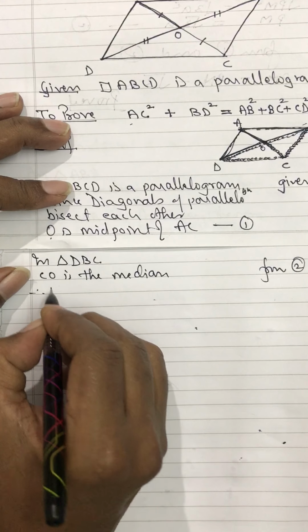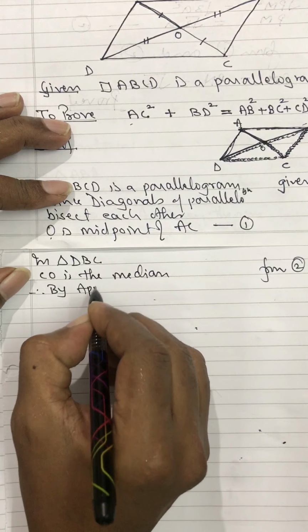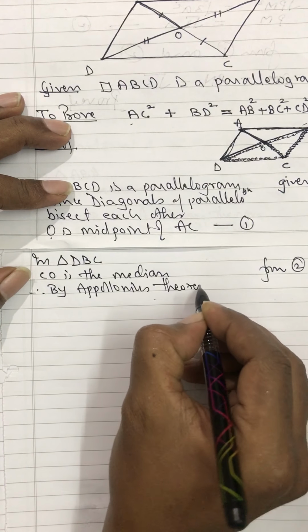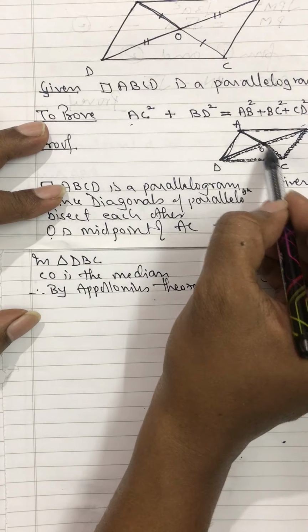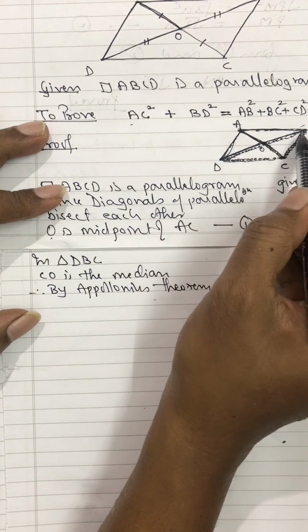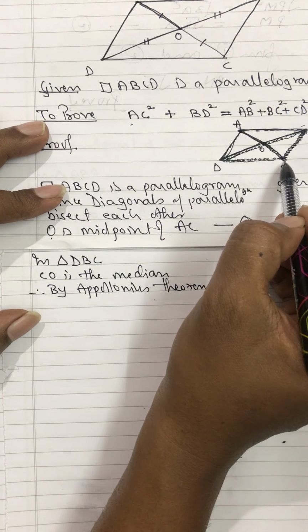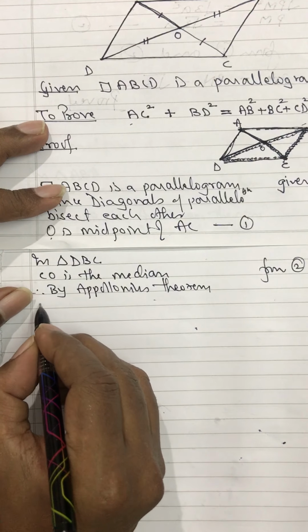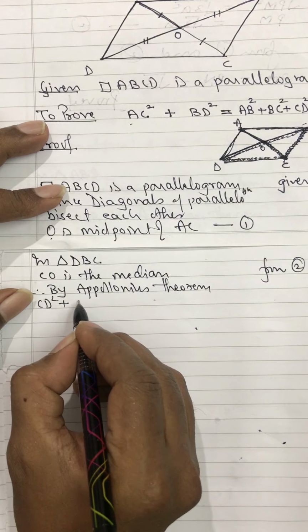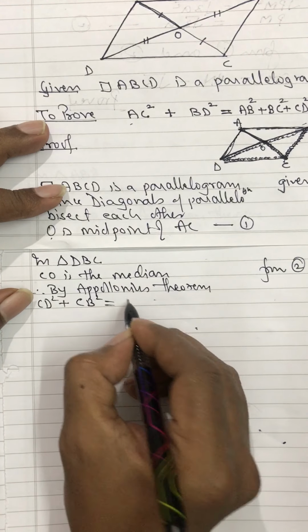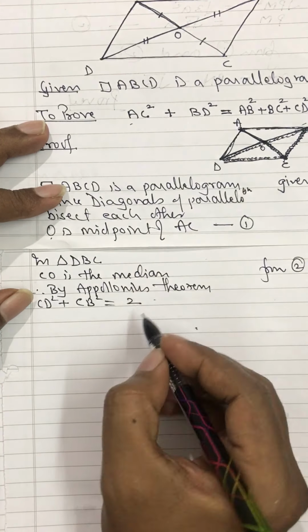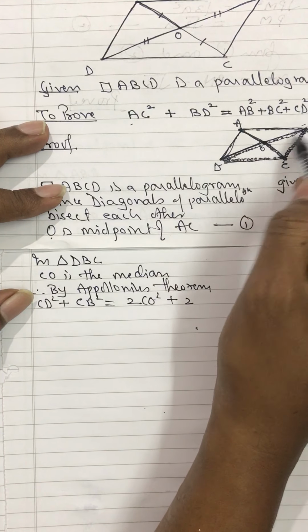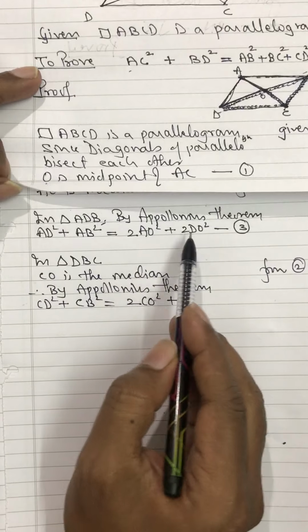Therefore, by Apollonius theorem, see, OC is the median, O is the midpoint of the base, so C becomes the vertex. So CD square plus CB square is equal to 2 into the median CO square plus 2. You can take any one, DO or OB, but in the first step I have taken DO.